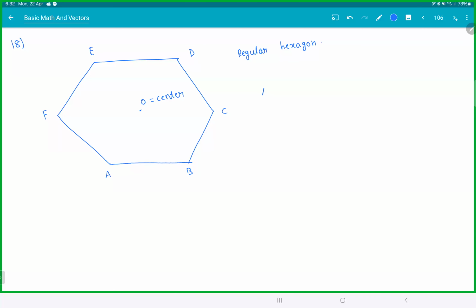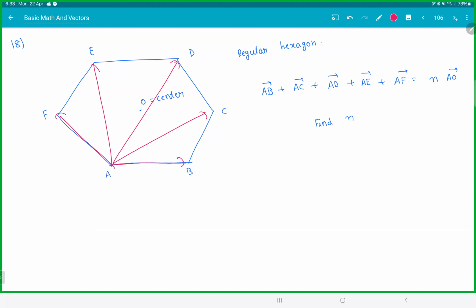Now here, if AB bar plus AC bar plus AD bar plus AE bar plus AF bar is equal to n times AO bar, find n. You getting what I'm adding? I'm adding AB bar, AC bar, AD bar, AE bar, AF bar. If I add these 5 vectors, the resultant is n times AO bar. AO is this thing. Find n. Mostly it's an integer question. Try. It's an easy one.